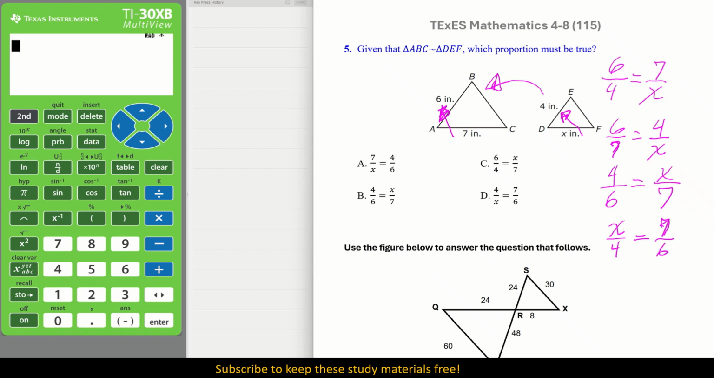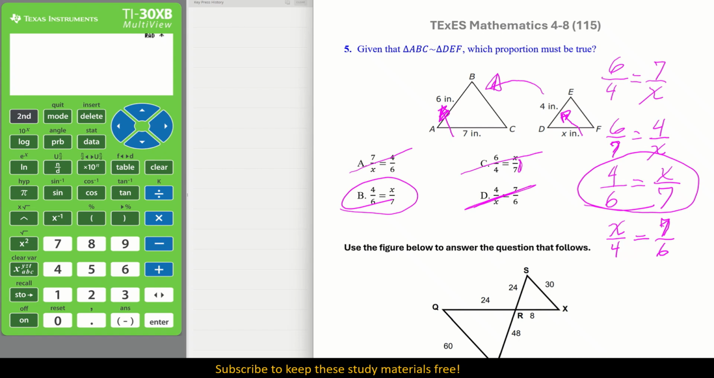Okay, let's look at A. A doesn't match any of the 4 that we've written. B, let's see, 4 over 6. Ooh, that matches this one. Okay, now let's look at C. 6 over 4, nope, these two are wrong right here, so that's not going to work. Okay, then 4 over x would have to be equal to 6 over 7. Nope, D does not work.